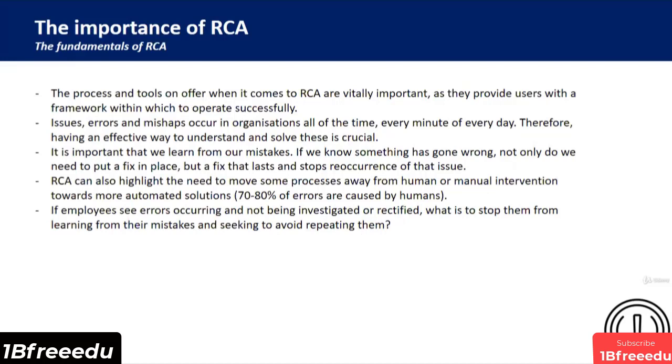And finally, if employees see errors occurring and not being investigated or rectified, what is to stop them from learning from their mistakes and seeking to avoid or repeating them? Right? If something's going wrong and they can see that they can do it wrong again and again, and no one's rectifying them, no one's talking to them about this and saying, this has gone wrong, how are we going to solve for this?